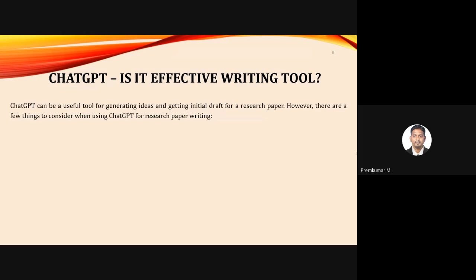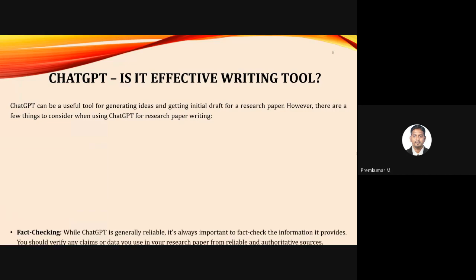Is it an effective writing tool? Yes, it is an effective writing tool. But it requires proper guidance and support, and experts are required to correct the mistakes generated by ChatGPT. So it can be a useful tool for generating ideas and getting an initial draft for the research paper. However, there are a few things to be considered when you use ChatGPT for research paper writing.